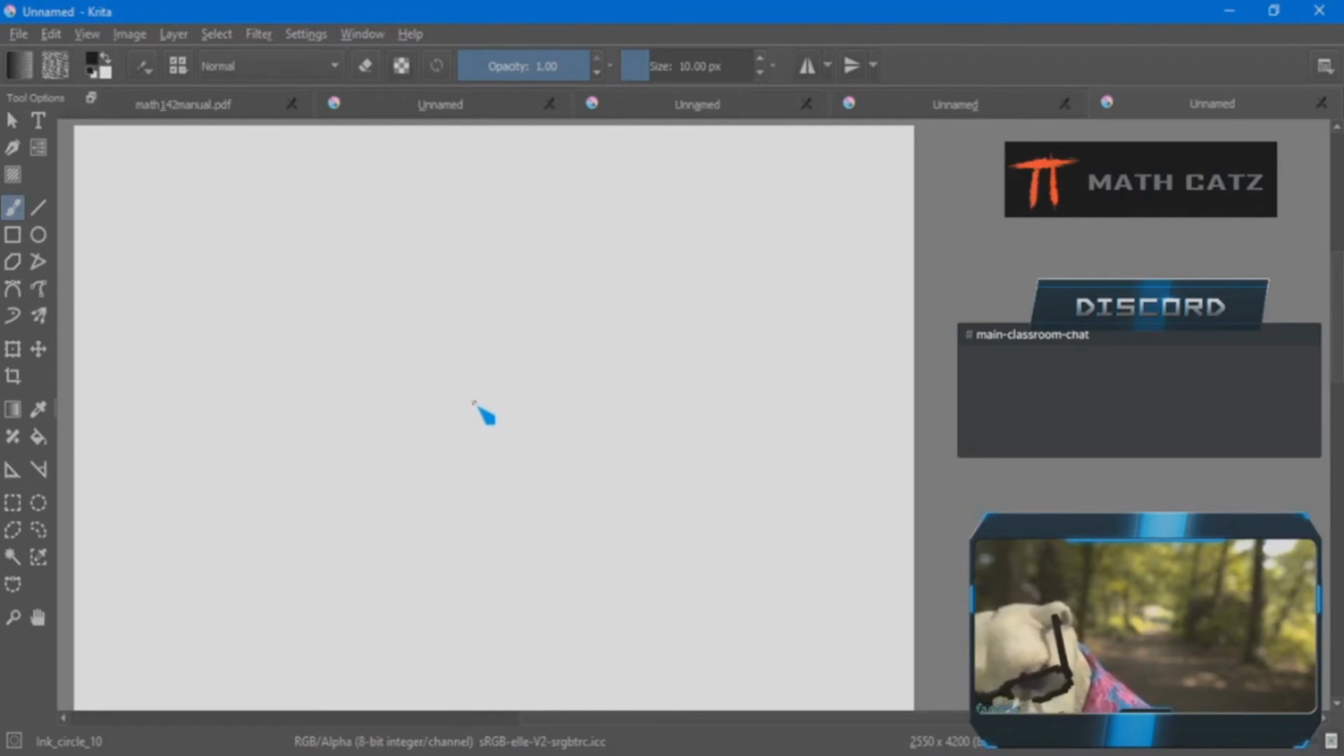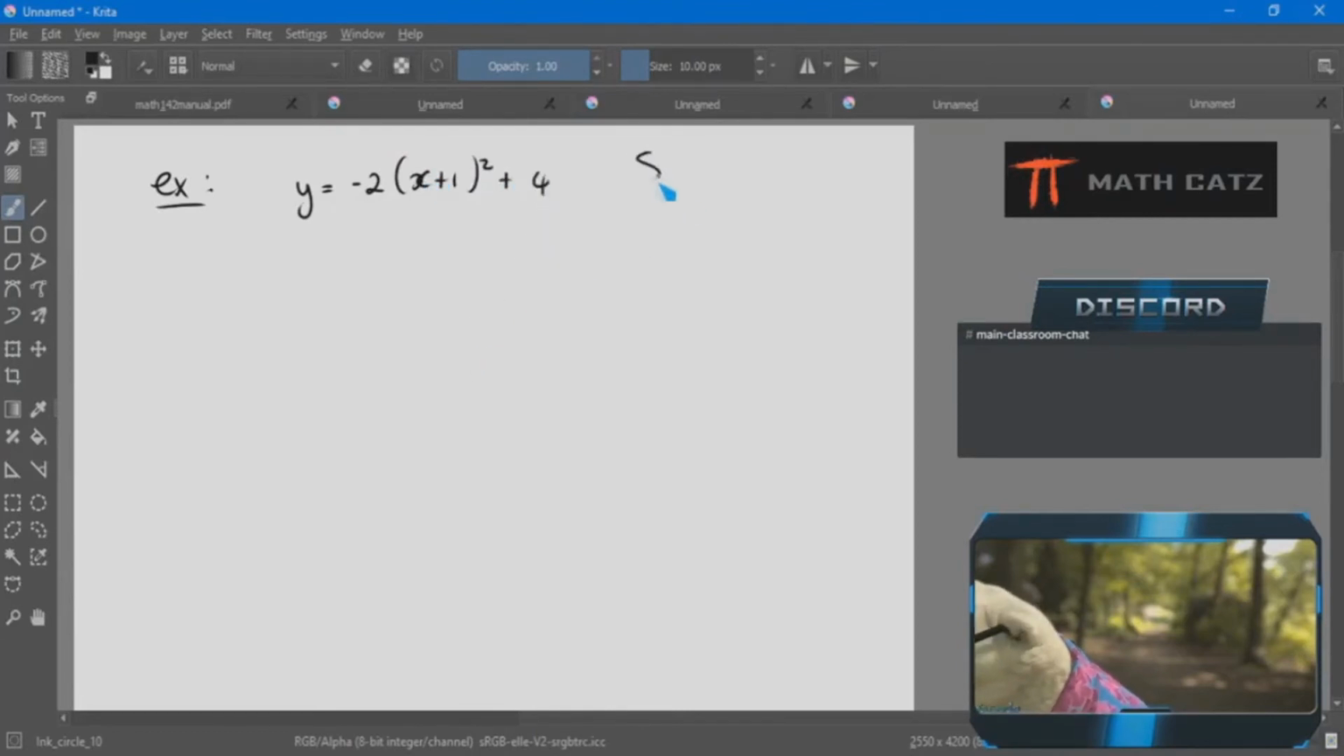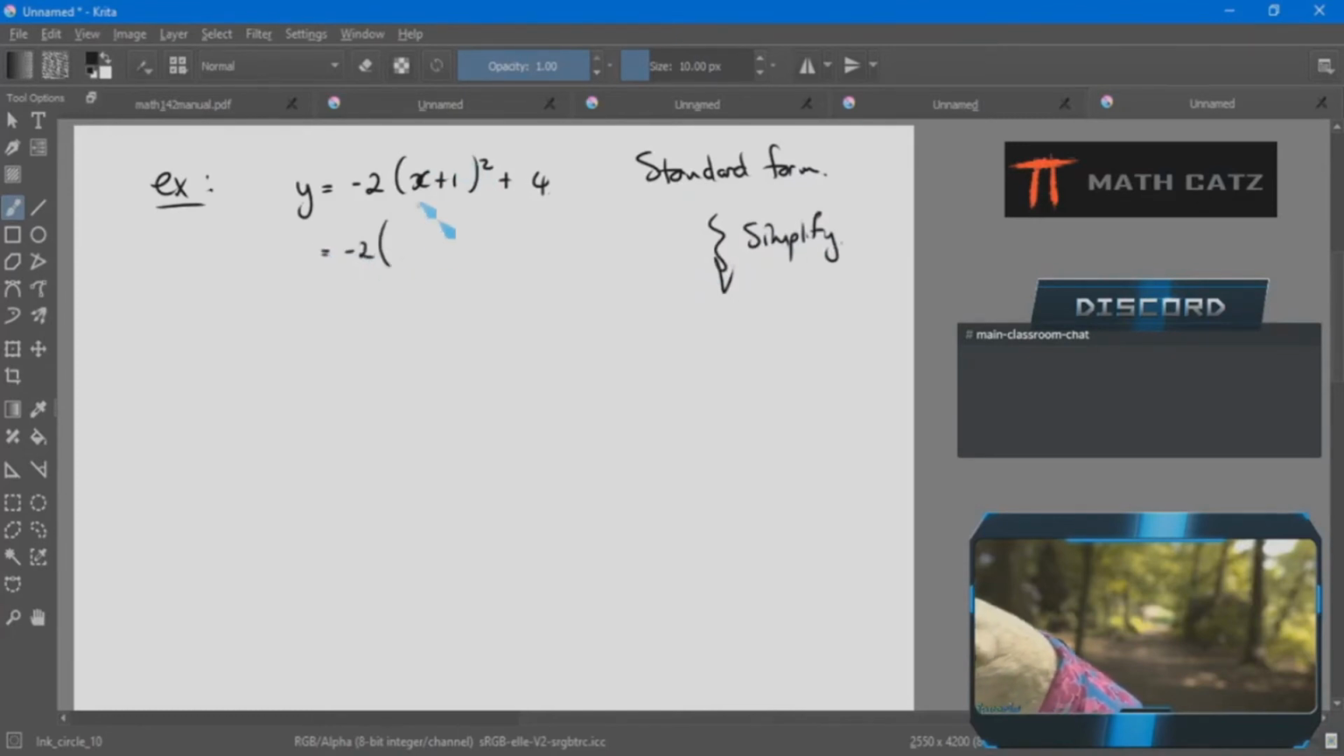Okay, so I want to look at problem 1.6, number 4, just as an example. So I'll just do an example here. It's not the problem itself. We had, I'll just call it y, -2(x plus 1) squared plus 2. Whoop, that is an ugly x. Wow. I apologize. So we had our standard form. If I now simplify this, I will get -2. Let's simplify the bracket.